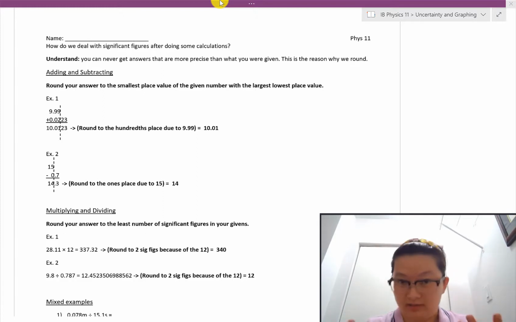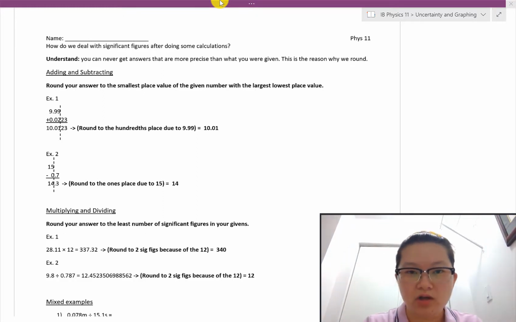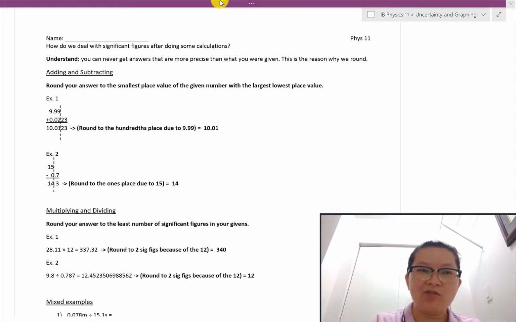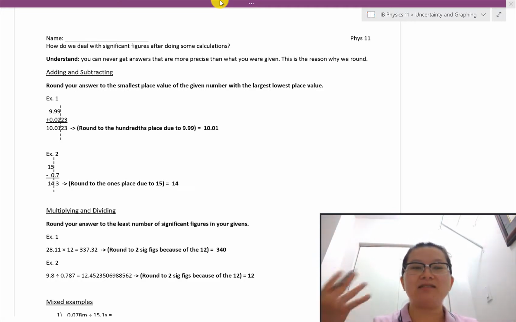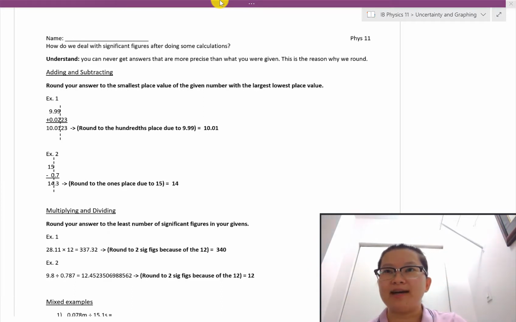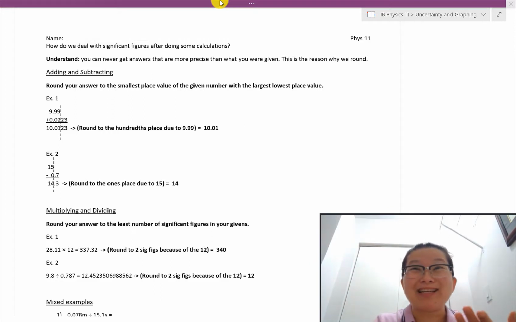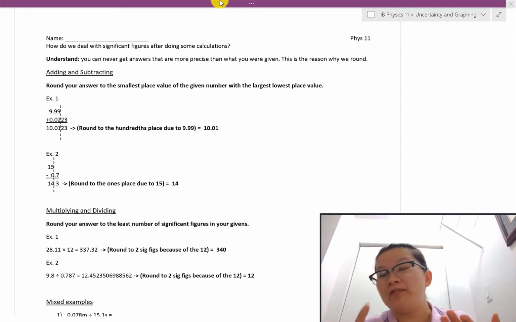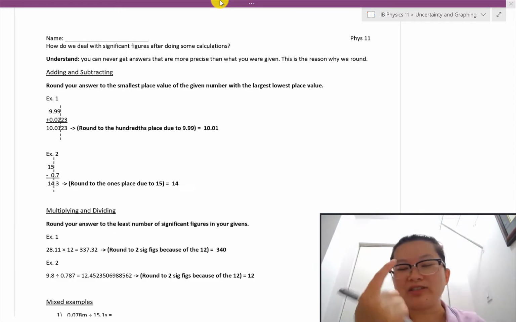Okay, the essence of these rules are the following. As a scientist, when you manipulate numbers, we can never be more confident than our least precise number. Okay, that's the idea. If you have a really precise number and a number that's not very precise, maybe you just know 2 digits, 2 sig figs, or even 1 sig fig, you add them together, you can never be more confident than your least precise one.